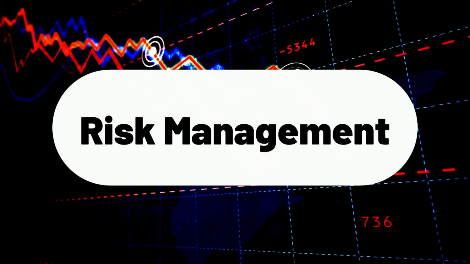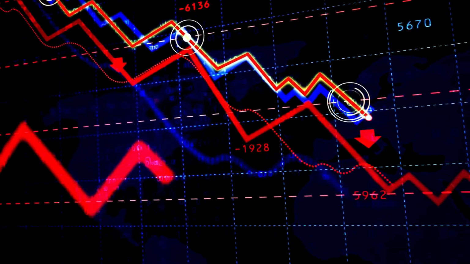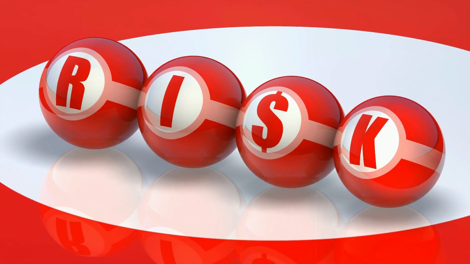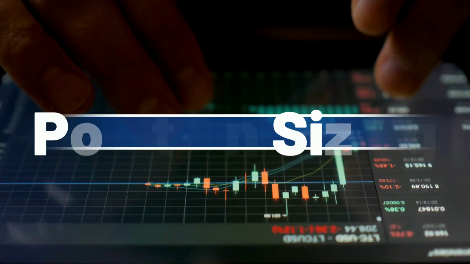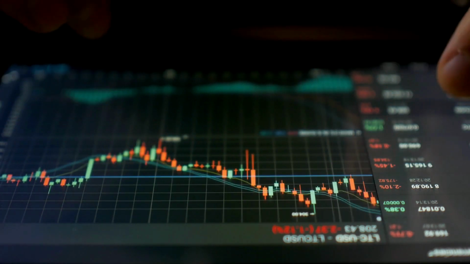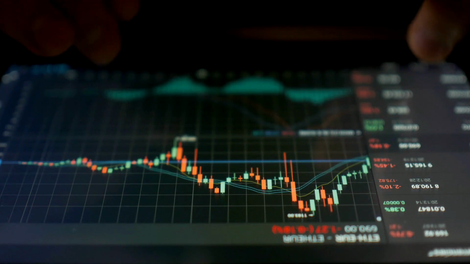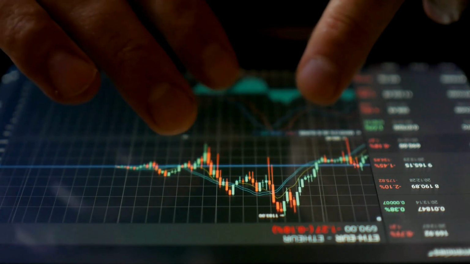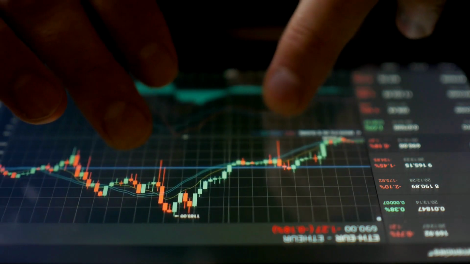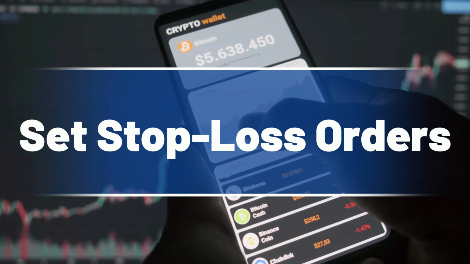Risk management. Cryptocurrency trading risk management is a crucial aspect of successful trading. By implementing effective risk management strategies, traders can minimize potential losses and protect their capital. Here are some essential risk management practices for cryptocurrency trading. Position sizing. Determine the appropriate size of each trade based on your overall trading capital and risk tolerance. Avoid putting all your funds into a single trade and limit your exposure to a certain percentage of your total trading capital per trade.